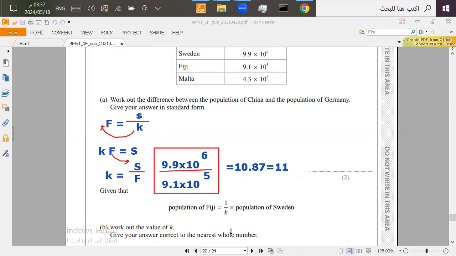Now focus on the steps I did. I used this formula. Because this one is multiplied by this fraction, it means it's multiplied by 1. So f equals s over k. Then I took the k by multiplying, and then took the f by dividing. So k equals s over f. I divided Sweden over Fiji. I got the value with decimals, and then I rounded it to the nearest whole number. Now, let's move on to the next question.